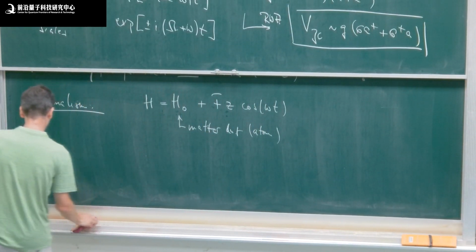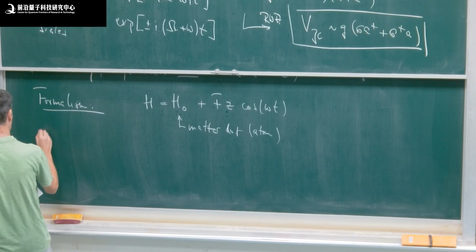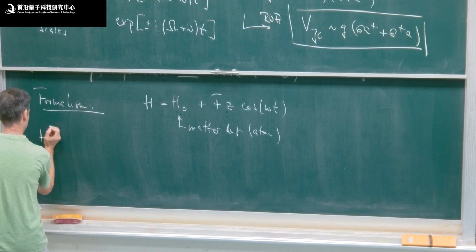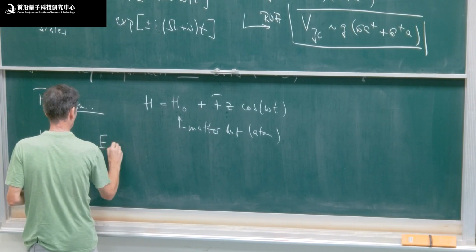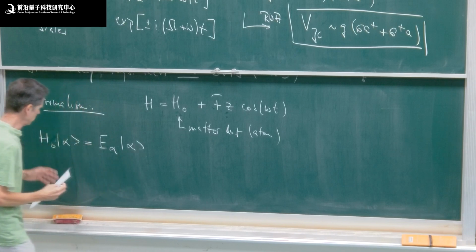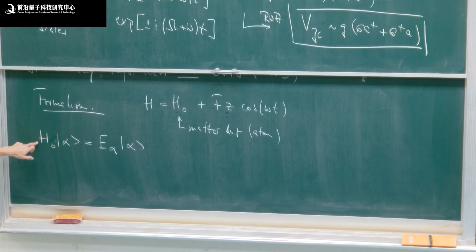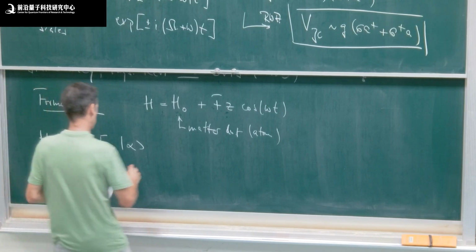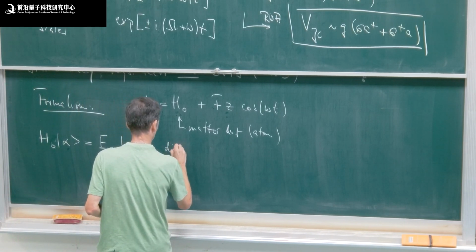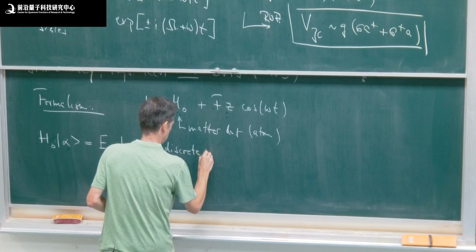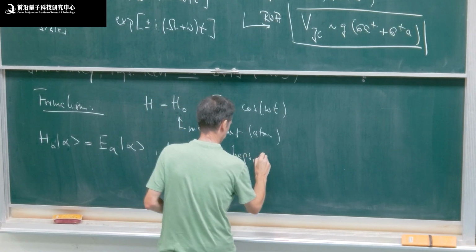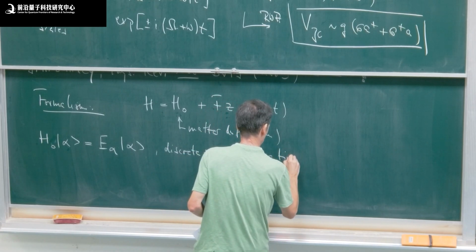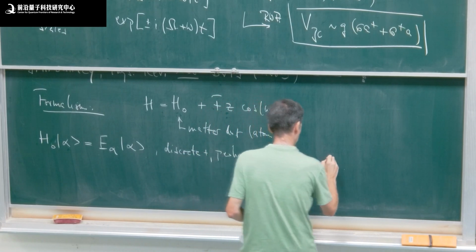So H naught acting on alpha equals E alpha times alpha. That's the eigenstates of the unperturbed Hamiltonian. They can be discrete, plus perhaps a continuous spectrum.